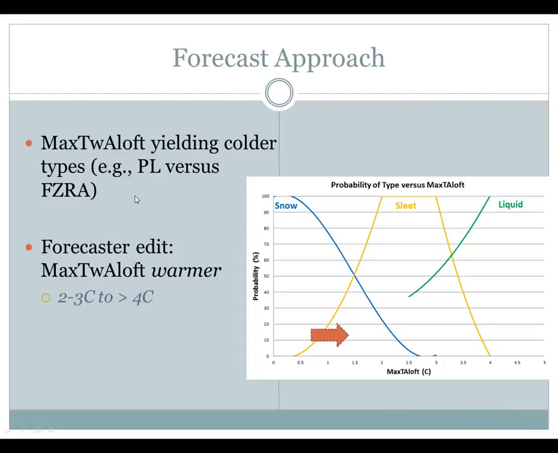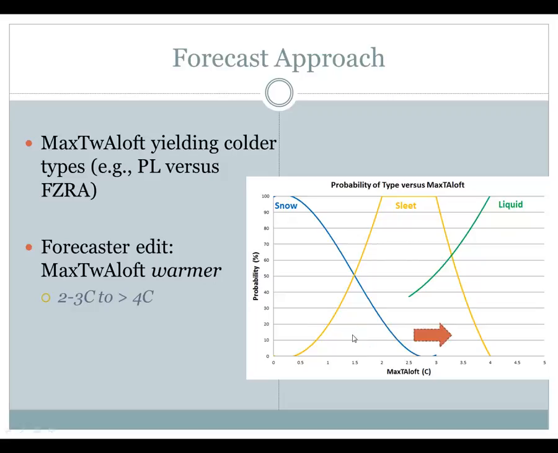So how does the forecaster account for this? The max temperature aloft in these scenarios is going to yield a colder precipitation type. For example, it's going to yield ice pellets instead of freezing rain. So the forecaster simply edits the max T aloft here to account for a warmer precipitation type.